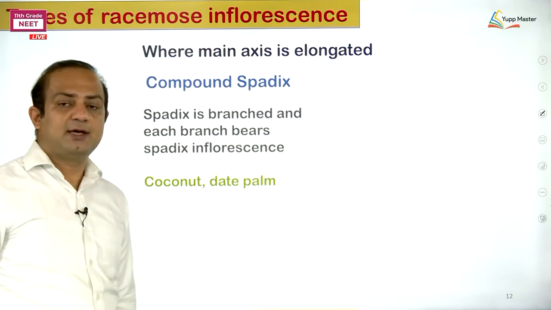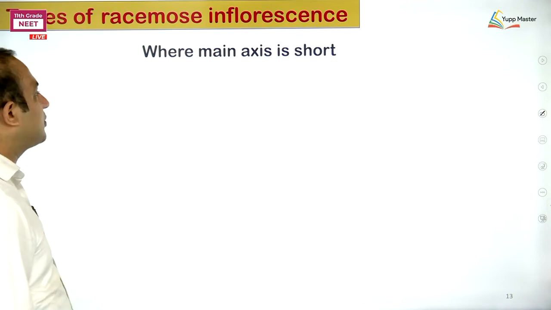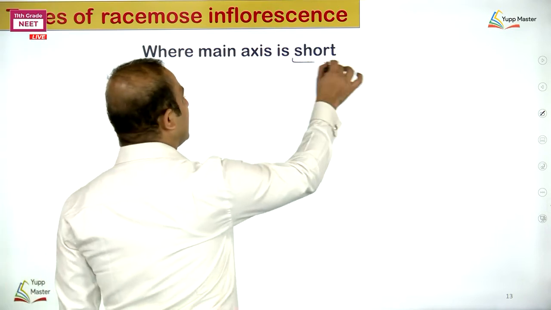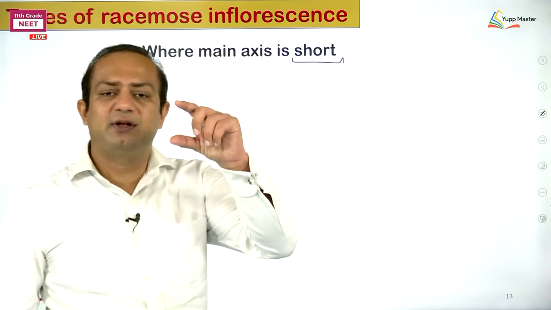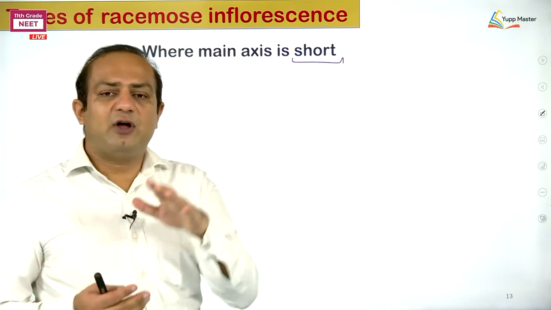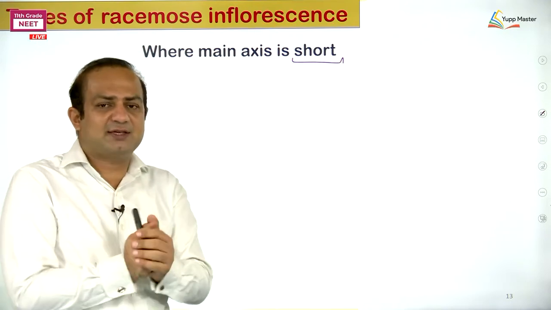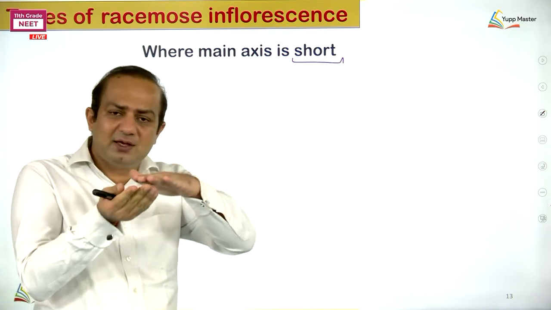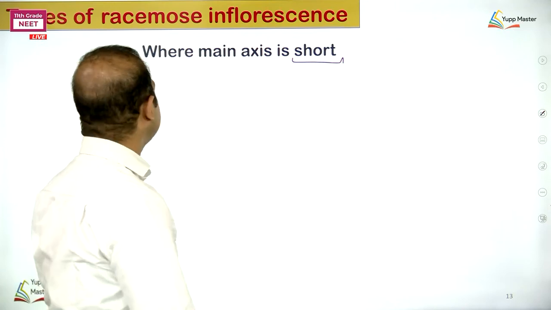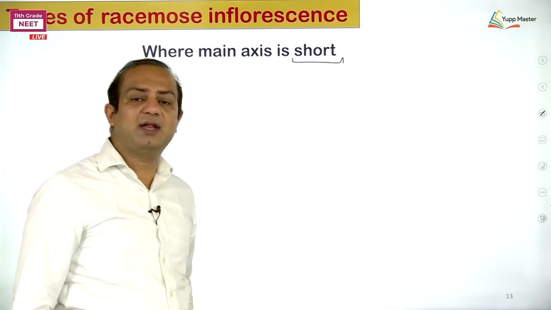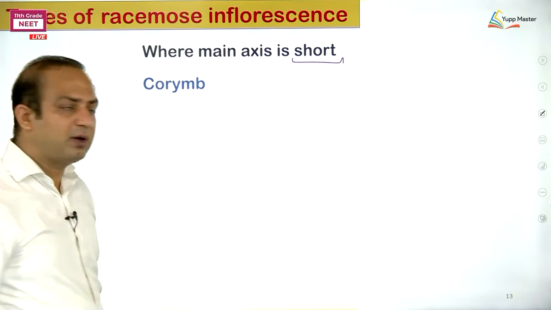So this is spadix. Now another thing comes, and that is the main axis is going to be short, or you can say remains short. Even if it is growing, it is with less space. So the flowers are supposed to come from almost a similar point, maybe like this, or they may appear in a condensed manner, very close to each other. Here, the first example where the main axis is short is named corymb.